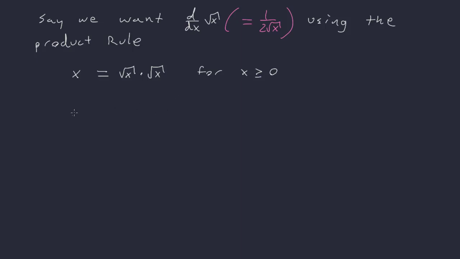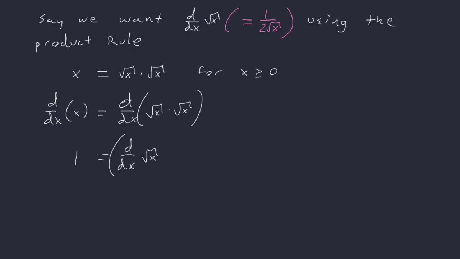Then we're going to differentiate both sides. So I'm going to take the derivative of x on this side, and the derivative of the square root of x times the square root of x on this side. Now the derivative of x we know is 1. And if we didn't know the derivative of the square root of x, we could just apply the product rule, because this will be the derivative of the first function times the second function left alone plus the first function left alone times the derivative of the second function.